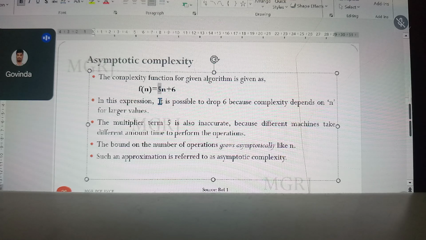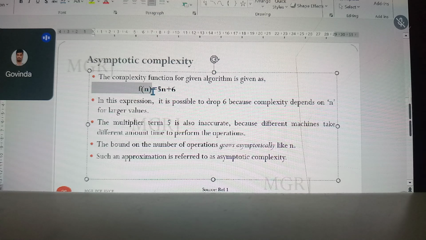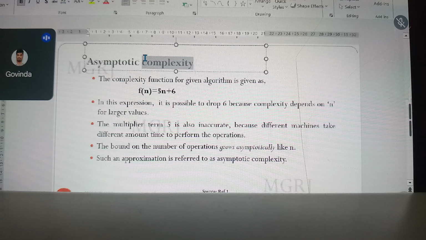Different machines will take different times to execute the same operation. The 5 came because we assumed that each operation takes 1 clock cycle. Since different machines take different clock cycles, it's possible to drop the 5. To indicate the time complexity, there is a term called asymptotic complexity, which means approximation. So I can say the time complexity of the given program segment varies asymptotically with n in the linear sense. Yes, sir, that's the meaning of that.